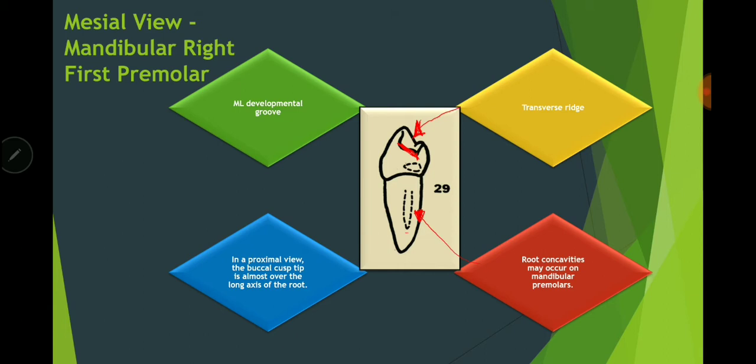And in the proximal view, the buccal cusp tip is almost over the long axis of the tooth. What does that mean? So this is the buccal cusp tip here. And if you draw a line extending to the apex, it's almost parallel. It's almost over the cusp tip, or it's almost over the apex. All right, that's what it means.